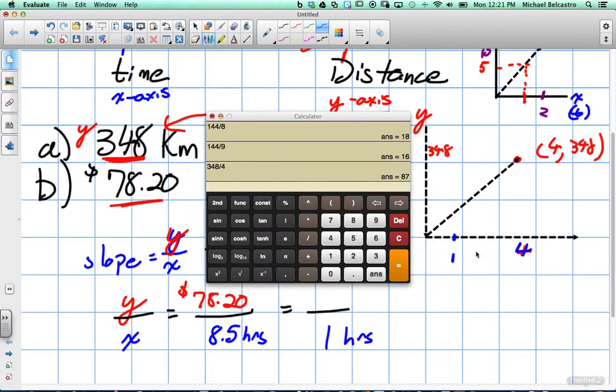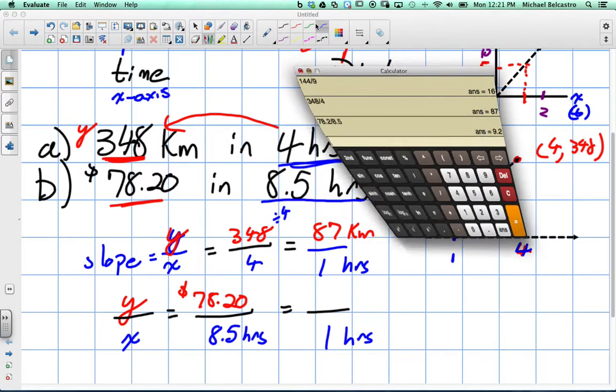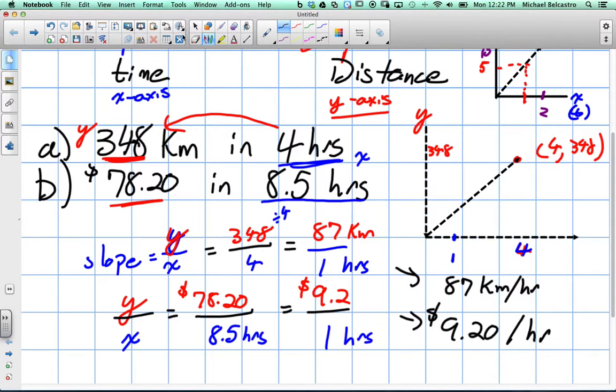And let's take our calculator out and figure that out. Divided by 8.5. 9.2. That's right, 9.2. So 9.2 what? Dollars. So they're earning $9.20 per hour. That's right. So if they told you to write this as a unit rate, they might say 87 kilometers per hour. That's what the division's there for, per hour. And in this case, they write $9.20 per hour. Okay, that's unit rate.